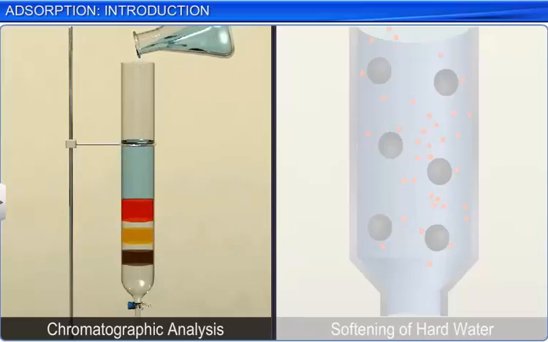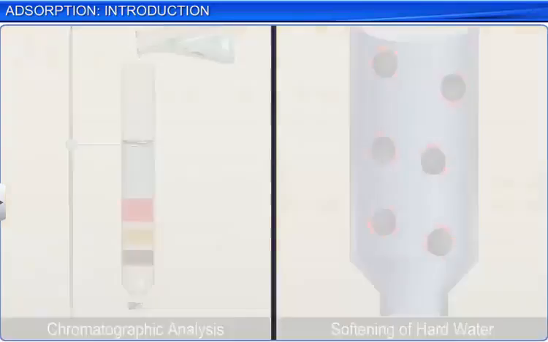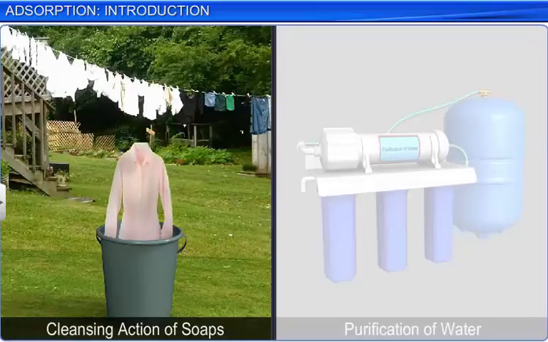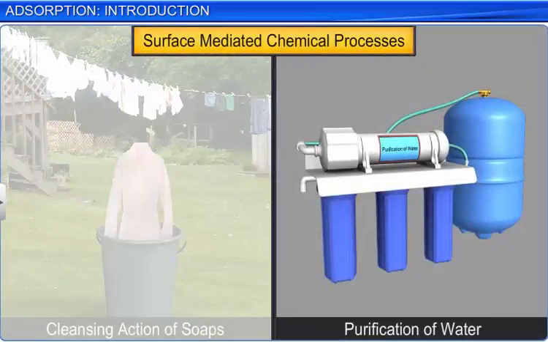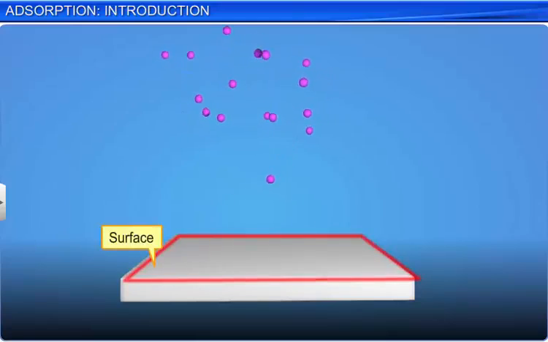Chromatographic analysis, softening of hard water, the cleansing action of soaps, and purification of water are all surface-mediated chemical processes. In these examples, the reactions occur at the surface.